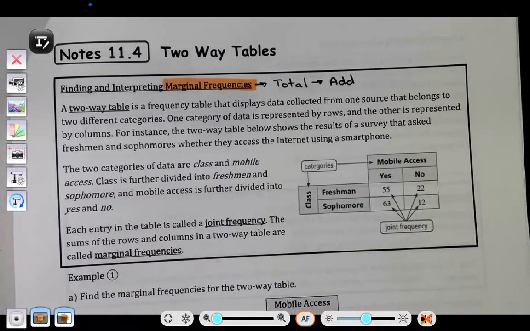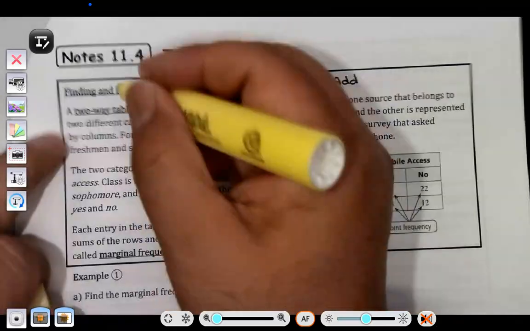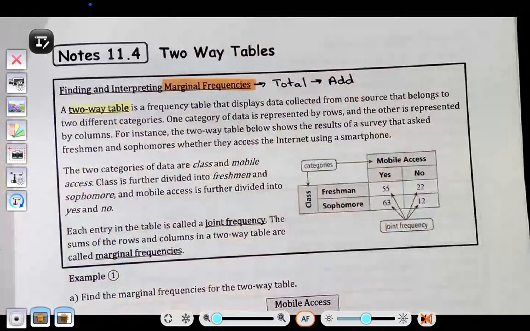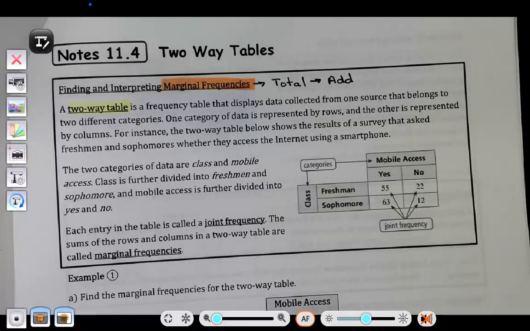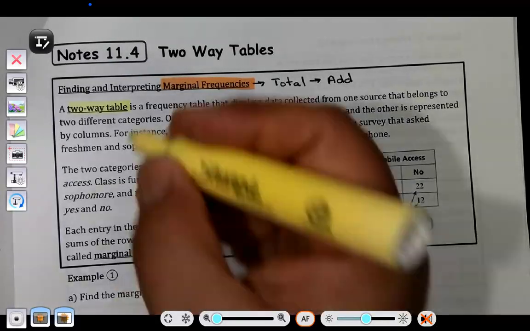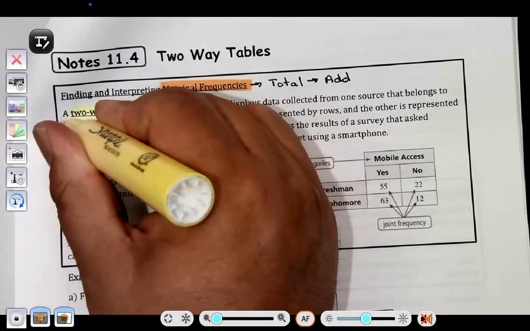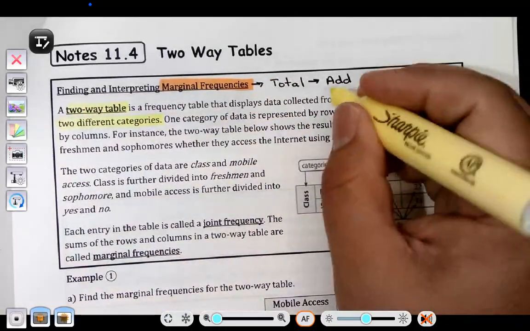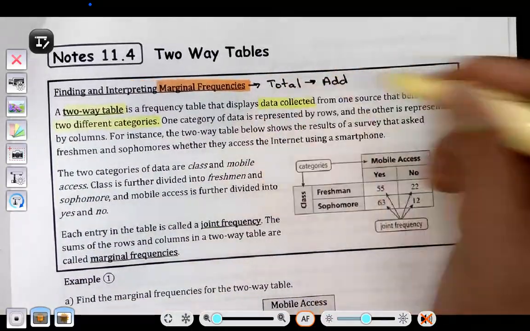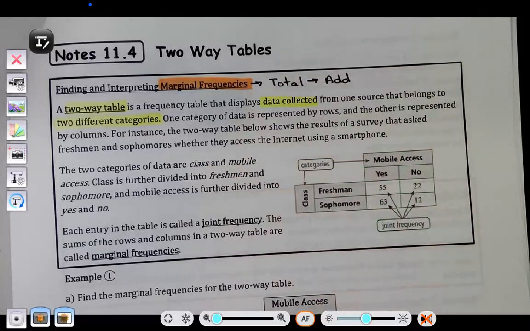Now, a two-way table is a frequency table that displays data collected from one source that belongs to two different categories. So we are going to have some categories, and we're going to get data that was collected. One category of data is represented by rows, the other is represented by columns.